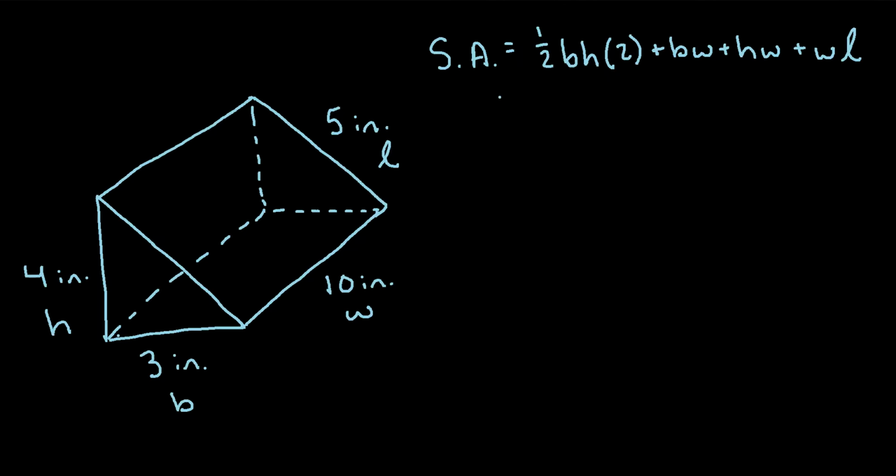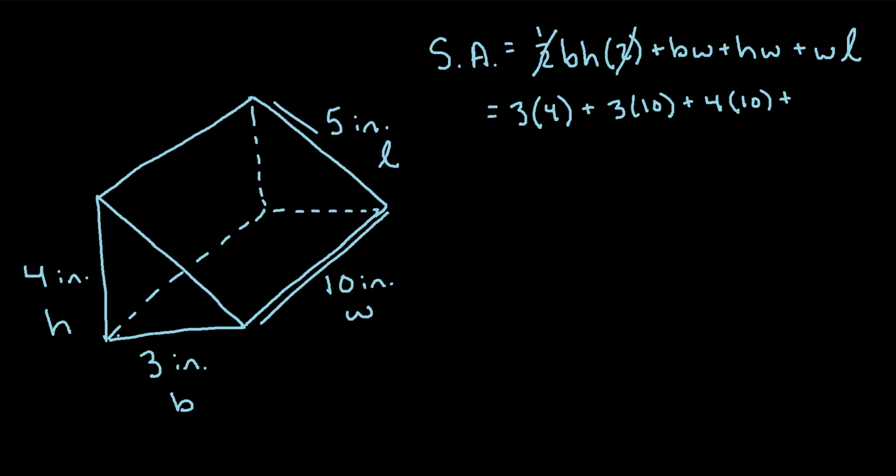Okay, so let's plug some numbers in and find out what the surface area is. So you'll notice right here when we have 1/2 times 2, 1/2 times 2 is just equal to 1. So actually we can just cross these values out. So we can say surface area is equal to base times height, so 3 times 4, plus, next we have base times width, so that's 3 times 10. Next we have height times width, so the height is 4, the width is still 10, so we'll say 4 times 10. And lastly we have width times the slant height, so that's 10 times 5.